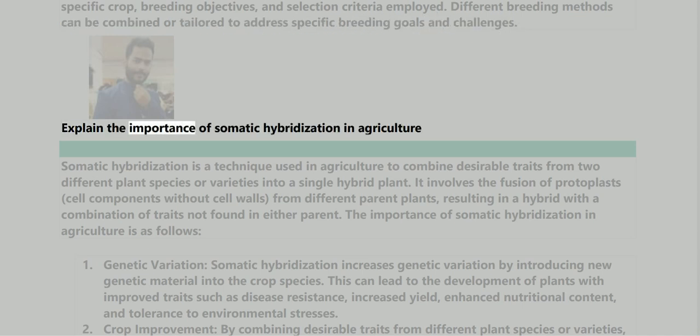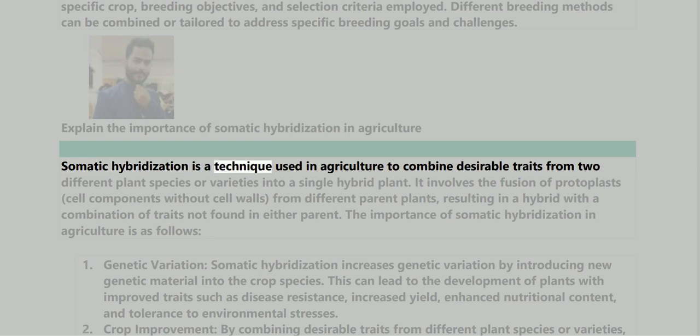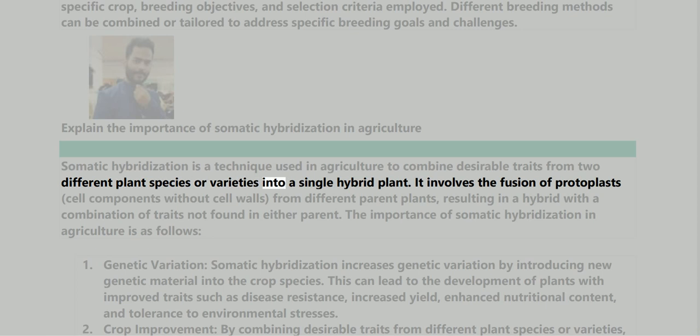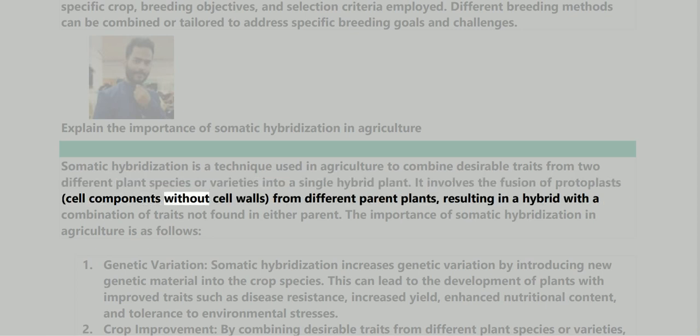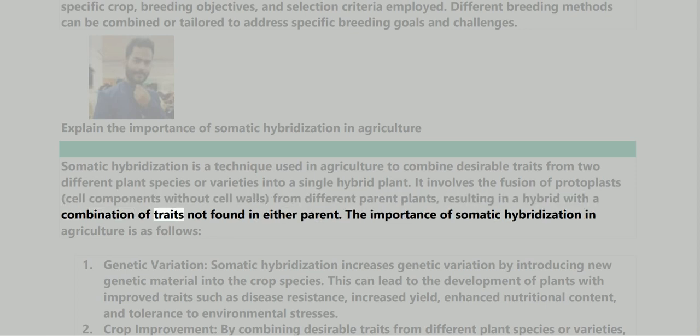Explain the importance of somatic hybridization in agriculture. Somatic hybridization is a technique used in agriculture to combine desirable traits from two different plant species or varieties into a single hybrid plant. It involves the fusion of protoplasts, cell components without cell walls, from different parent plants, resulting in a hybrid with a combination of traits not found in either parent.